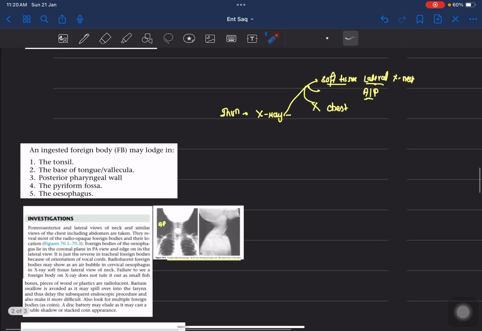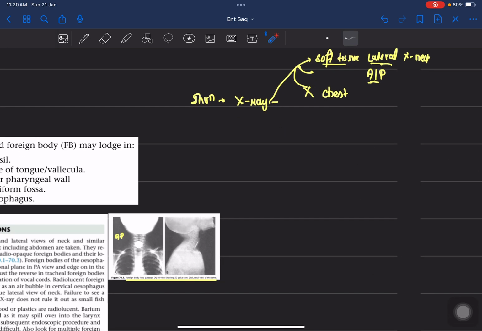Now talking about these X-rays, we're talking about plain X-ray. Now if there is a radio opaque object, we can clearly see it in the X-ray, right? There will be whitish appearance. But if there is a radiolucent object, then we are not very clearly able to see those foreign bodies. So if there is radiolucent, we do fluoroscopy. Now what is fluoroscopy, right?